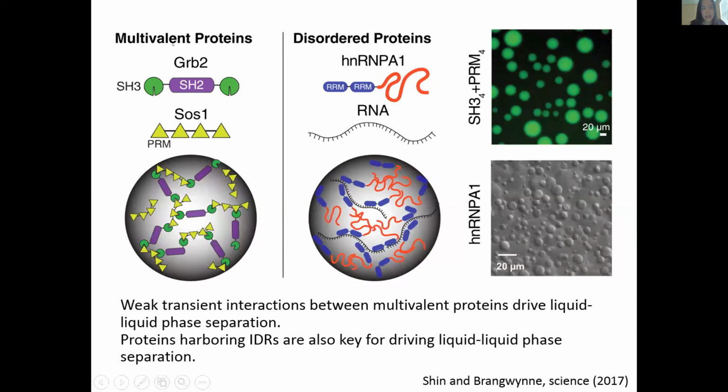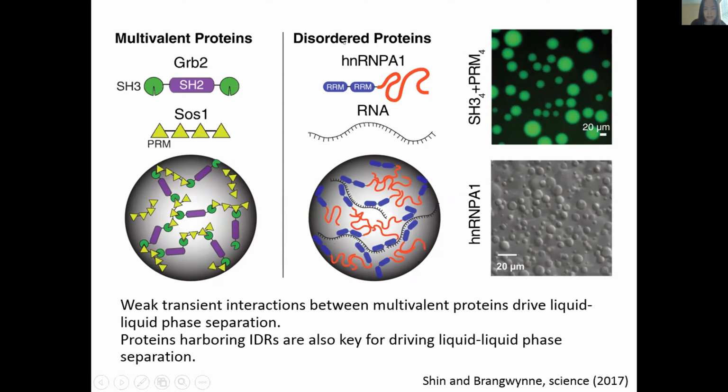These proteins are multivalent. Multivalent means it has multiple repetitive domains that can bind to each other. Say this yellow domain binds to this green domain between these two proteins, and you can see there are 4 domains and there are 2 domains. So the binding is multivalent, and the binding is usually weak and transient, but because of the multivalence, it brings all these molecules together to form a condensate.